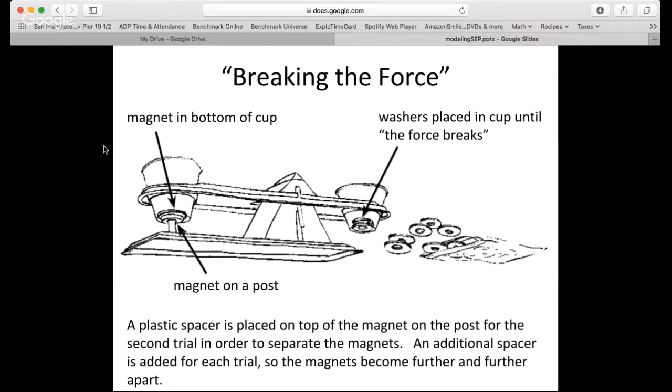The students put washers in the cup on the other side of the balance and counted how many it took to break the force or separate the two magnets. In each trial, there was a plastic spacer put in between the magnet on a post and the magnet in the bottom of the cup to increase the distance between the two magnets. And the students then recorded the number of washers that were required to break the force when there was one spacer between the cups, two spacers, three spacers, and on and on.